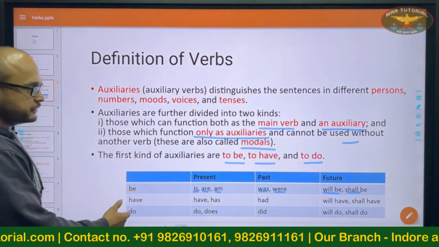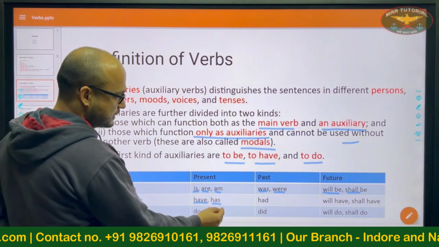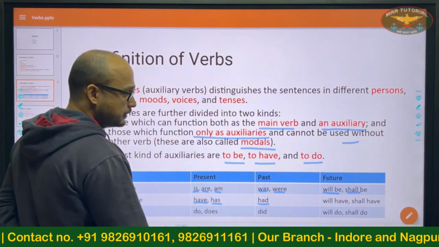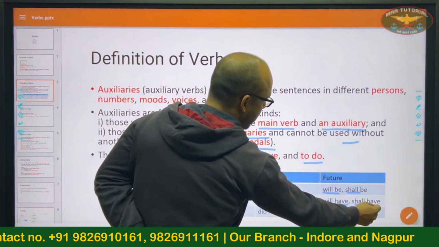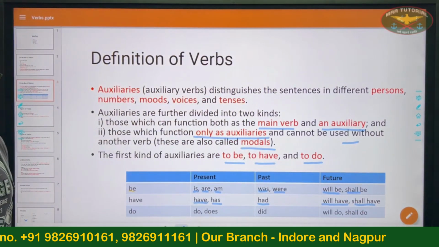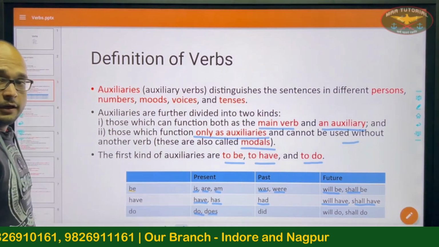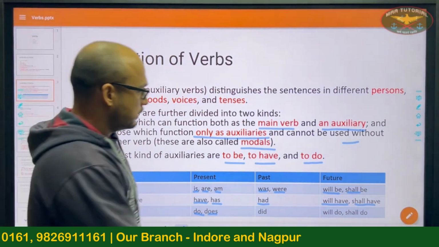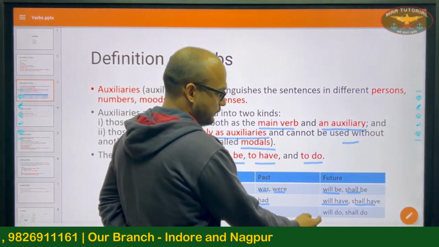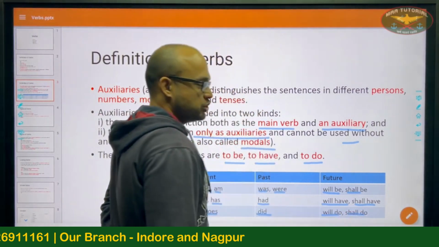Then we have have, the present form being have and has, the past form being had, and the future will have, shall have. And then there is do, the present form being do and does for third person singular, then the past form being did, and the future will do and shall do.